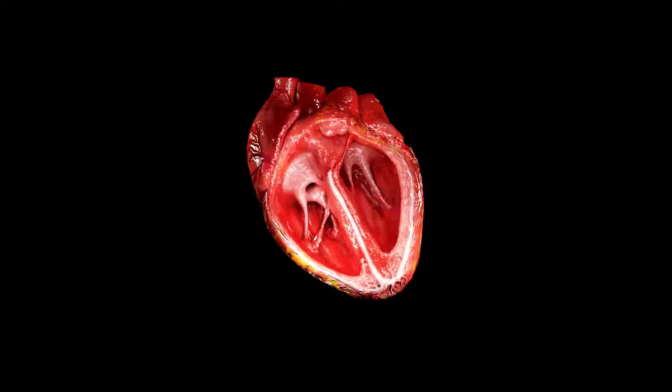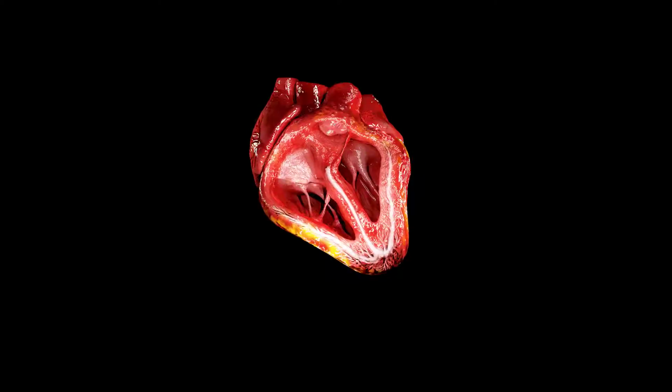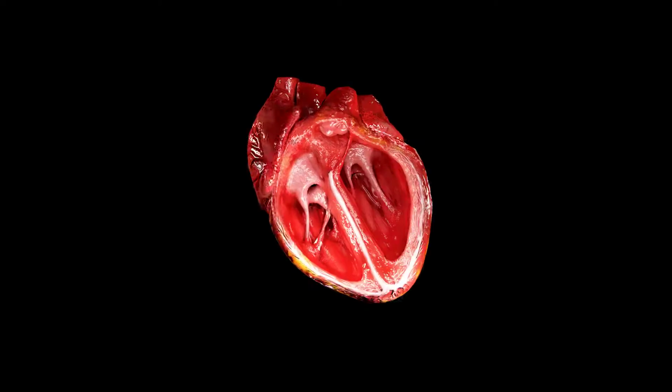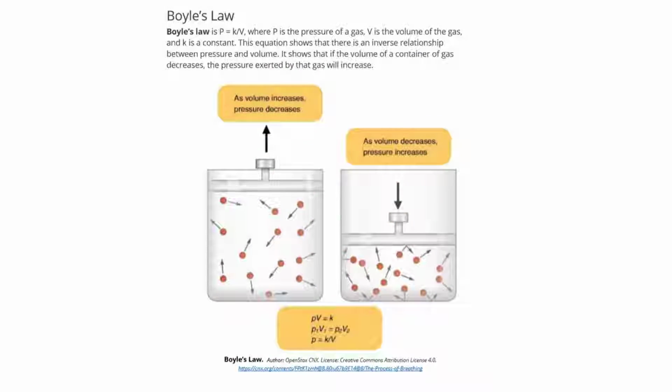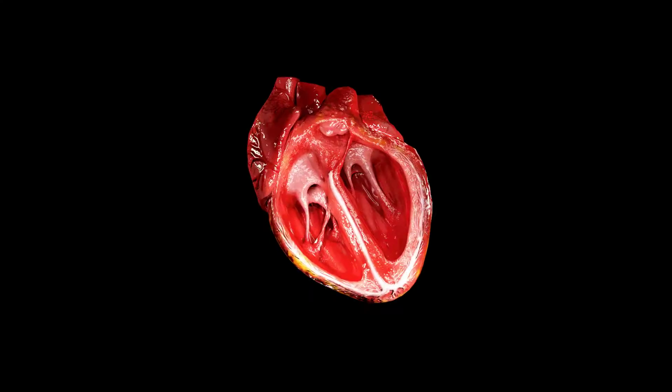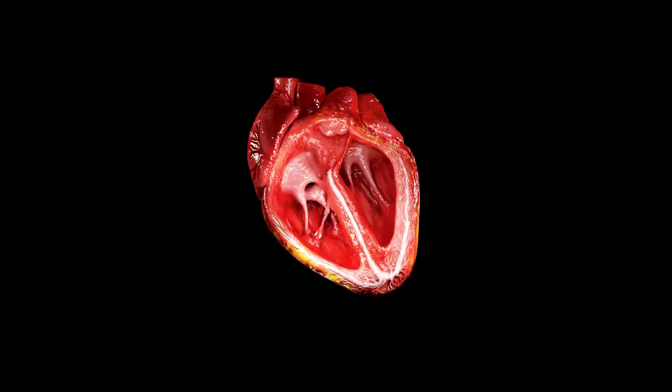And so when they contract, they squeeze the chamber to make it smaller, and pressure and volume are inversely related per Boyle's law. So in simple terms, what you can see here is when I squish things into a tiny space, they build up pressure and they want to get out. So that's what I'm doing with the blood inside of the heart.